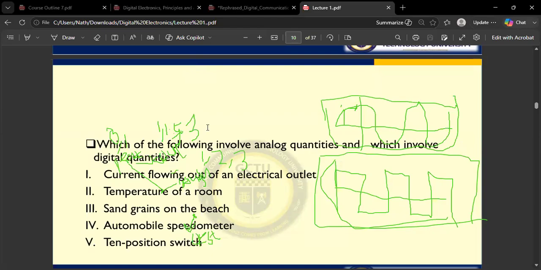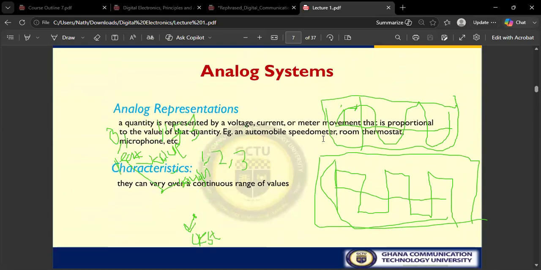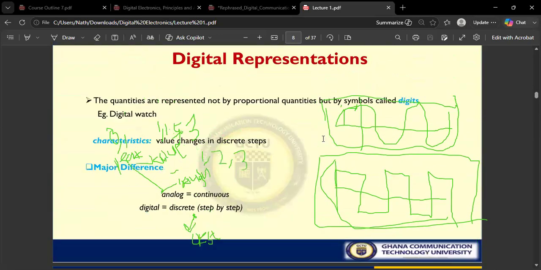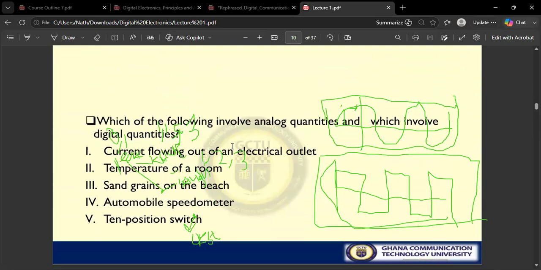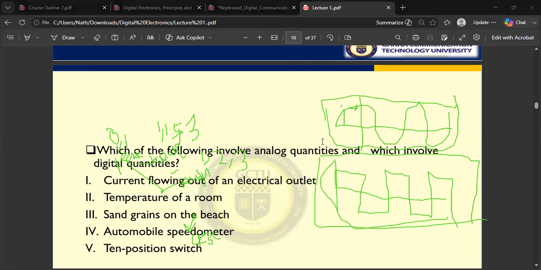Then we have the meter movement. The meter movement is an analog signal. So the first one, the current flowing out of an electrical outlet, is an analog quantity, an analog signal.